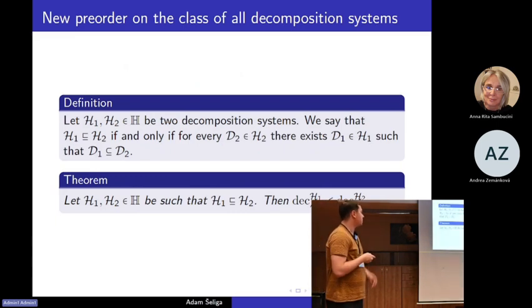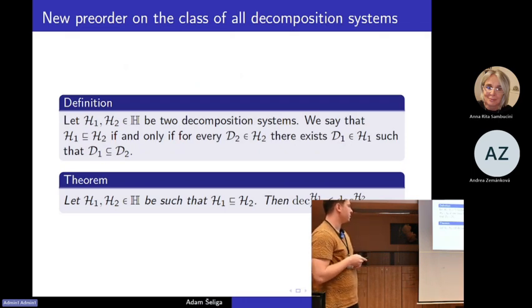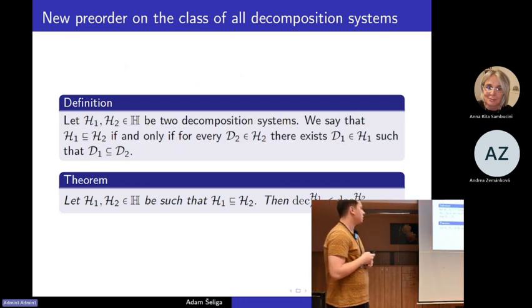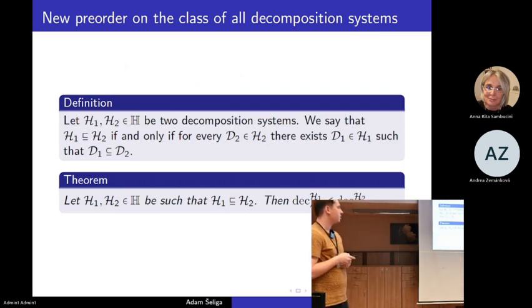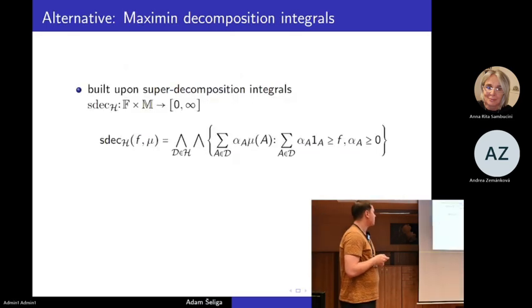So if we have two decomposition systems such that the first one is less or equal to the second one, then this inequality sign is also satisfied by the minimax decomposition integrals. So this is an example.